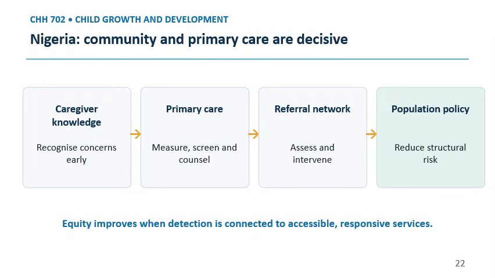It then moves to primary care, where staff measure, screen, and counsel. The next step is a referral network that can assess and intervene. The final box is population policy, which addresses structural risks such as poverty, food insecurity, unequal access, and weak services capacity. The arrows show continuity. If any link is broken, benefit may be lost.